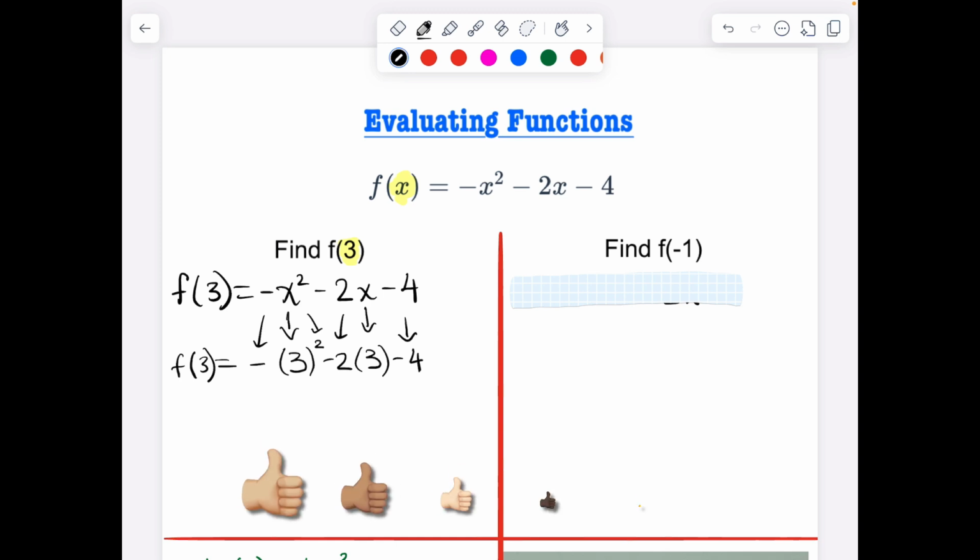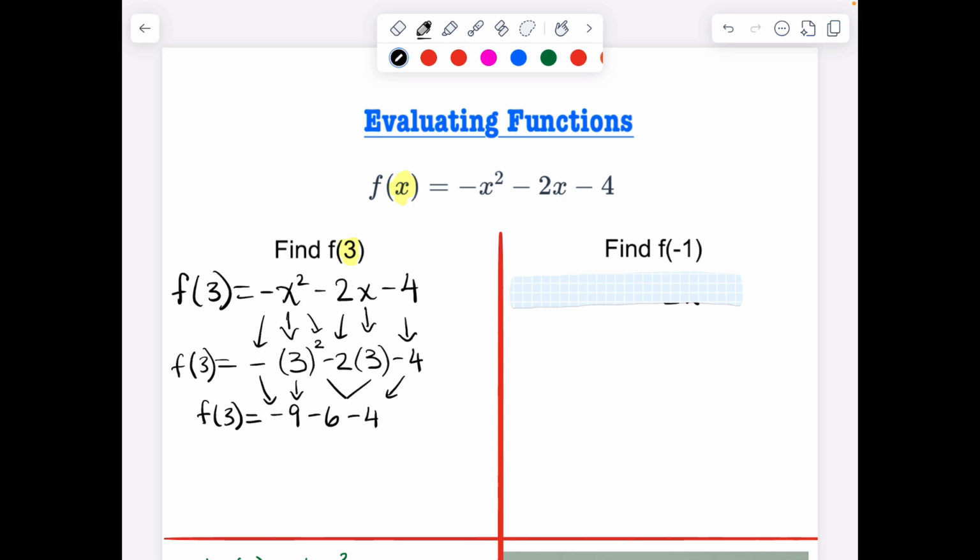If you are with me so far, go ahead and give the video a thumbs up. We're going to proceed. So now we're just following order of operations. I see a 3 to the second power. That's 9. I'm going to bring down that minus sign. I have negative 2 times positive 3. That's negative 6. And I'm going to bring down that negative 4. All right, so now I have f of 3 is equal to negative 9 minus 6. That's negative 15. I'm bringing down that negative 4 again. And I have f of 3 as my conclusion is equal to negative 19.